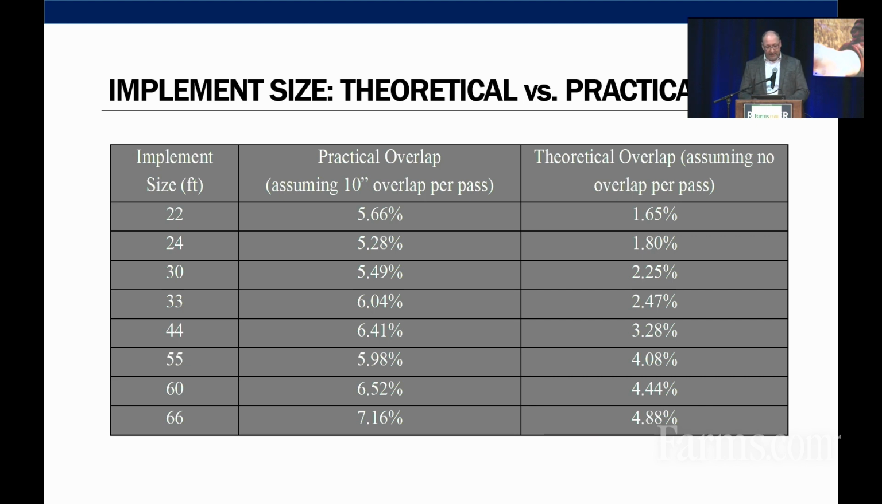When we look at the implement size, there's that theoretical versus practical. We did some work looking at modeling, and we took different pieces of equipment and different widths and looked at what's that practical overlap versus the theoretical. And again, no surprise, as you get larger, those things can increase. When you look at the practical overlap, 7% as you're getting over 60 feet. So those are things that we look at. I want to put that in context in terms of what our study was as we got into the overall evaluation and field testing of sectional control as part of our project.